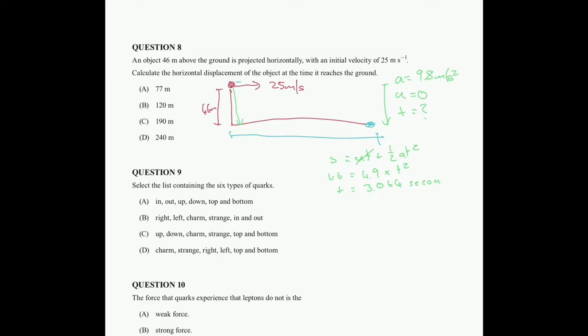So I'm just going to do 3.064 multiplied by 25. So our speed times the time, and that will get us our distance, and we end up getting 76.599, and our closest answer is A. And that's the solution for question 8.